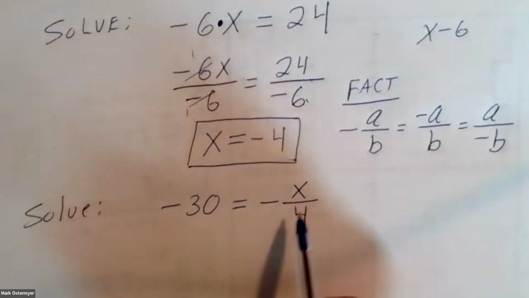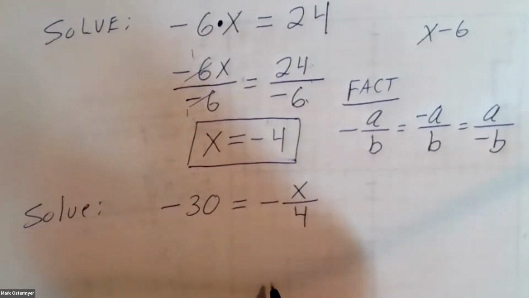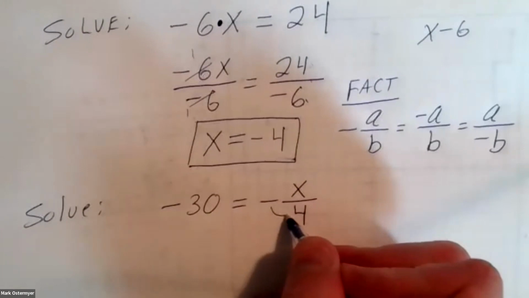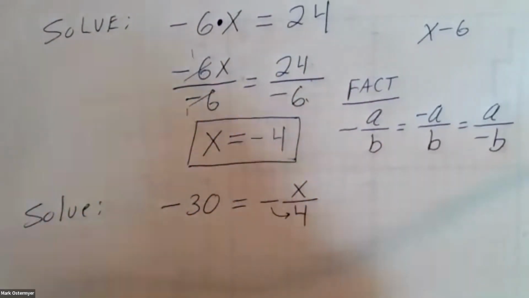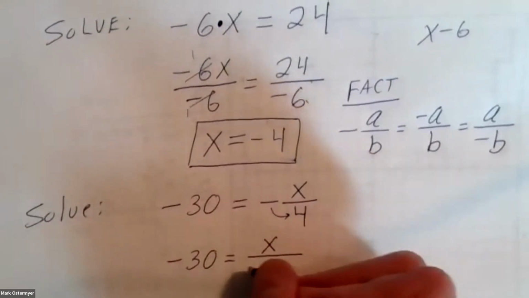That's important here because I can attach the negative sign to the numerator or the denominator. To make my life easy, I'm going to attach it to the denominator. And therefore my equivalent equation is going to be negative 30 is equal to x divided by negative 4.